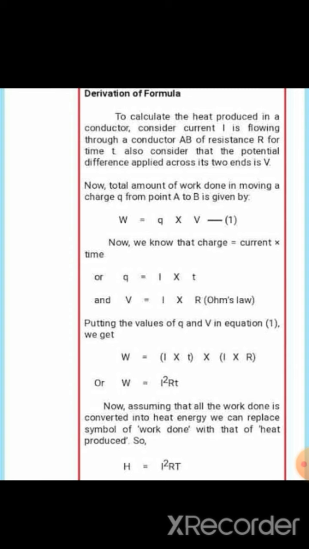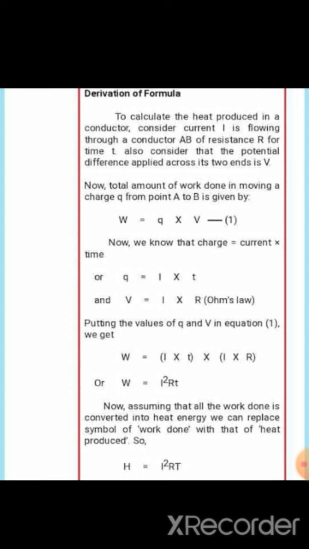It is because work done and energy consumed will be equal in an isolated system. So in this formula, we substitute the values of V and Q. Now let's see how we can get the values of V and Q.